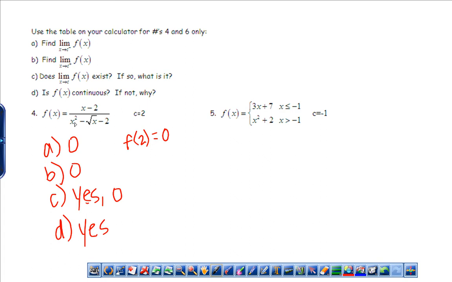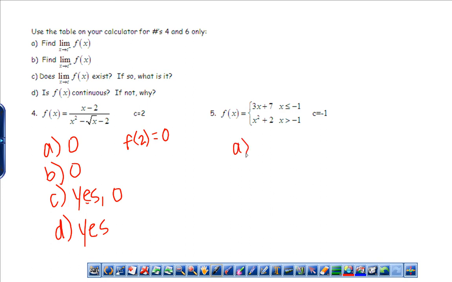And if I put in a 2, I'd get 4 minus square root of 2 minus 2, which would not give me a 0 in the denominator. It would give me some other number, and that's all I really care about. So yes, we do have continuity. All right, so let's move on to the next one.